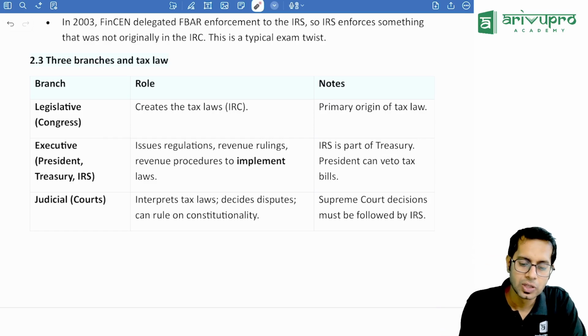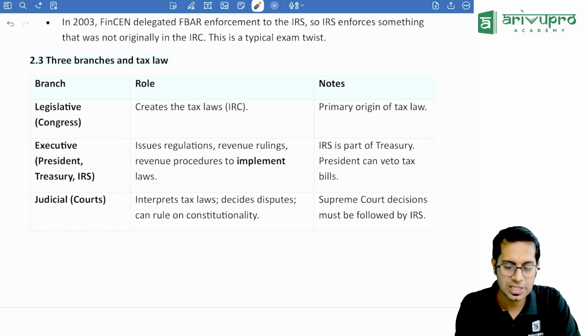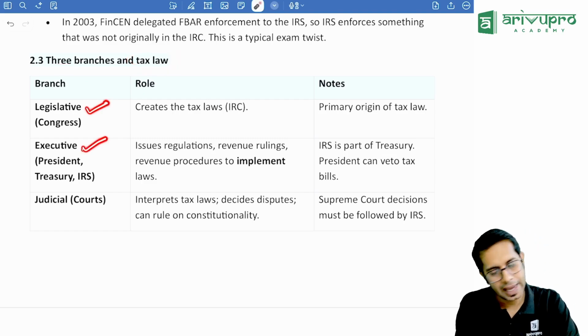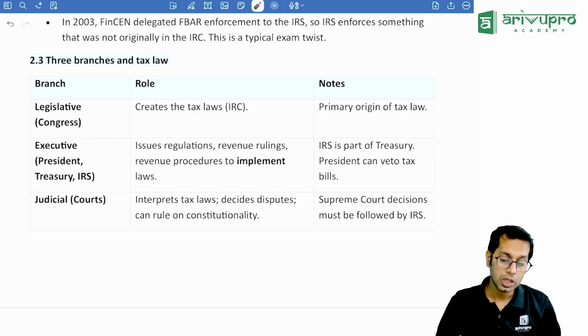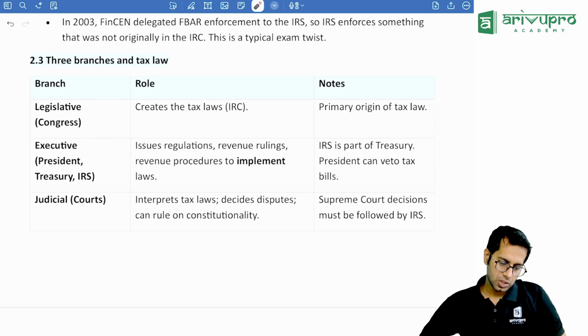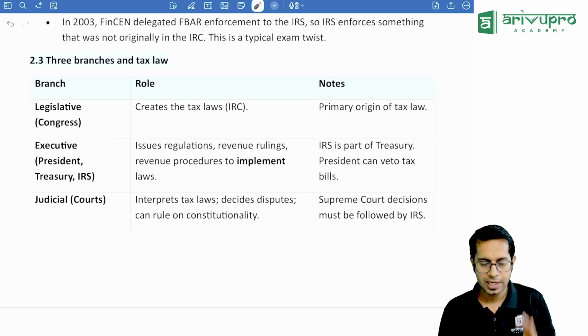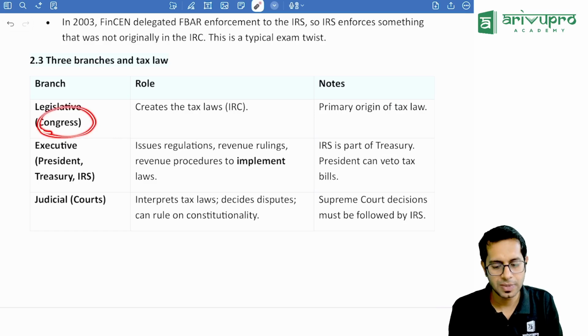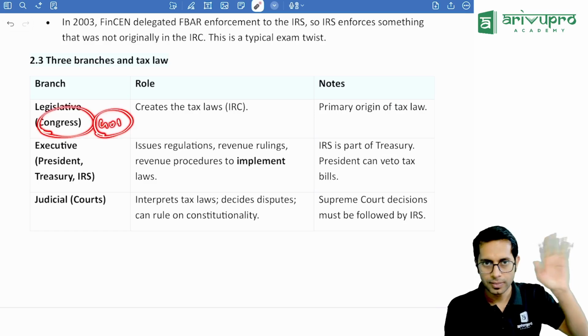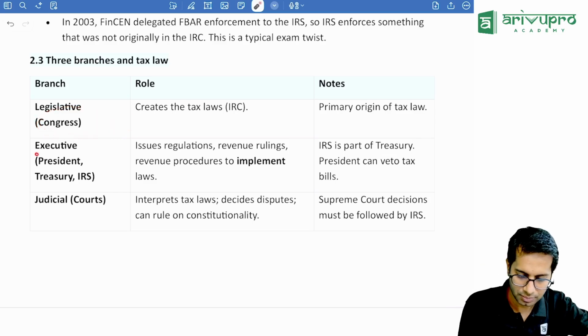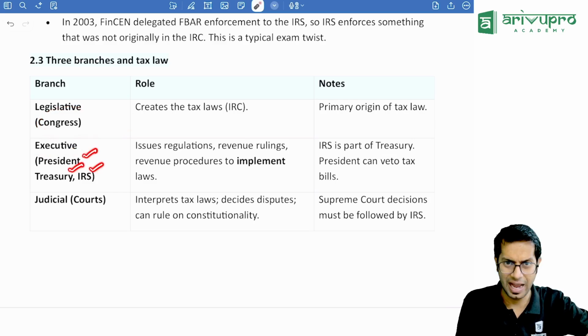Just like that, there are three branches of any tax law. First is the legislative branch, then the executive branch, and lastly the judicial branch. What are the three branches? Legislative, which is the Congress. Congress means the government of India, or the government of the US. Then at the executive level, who will execute? That is the president, the treasury, the IRS. Then judicial is the court.